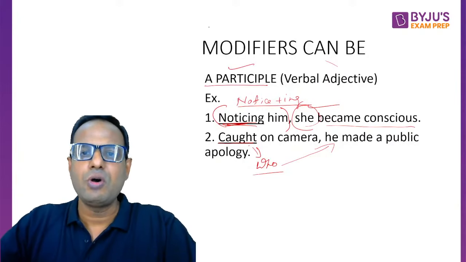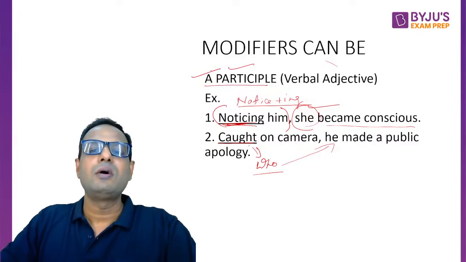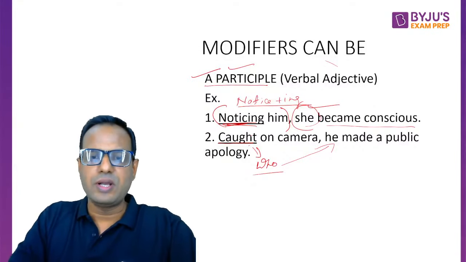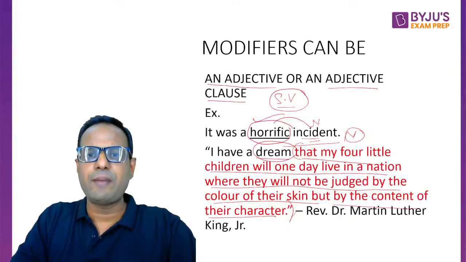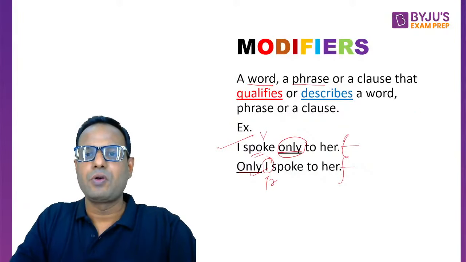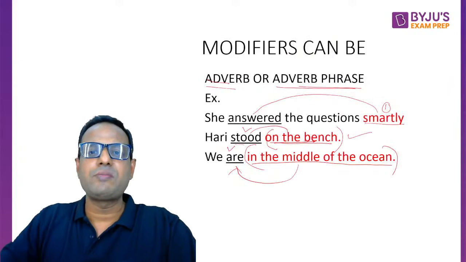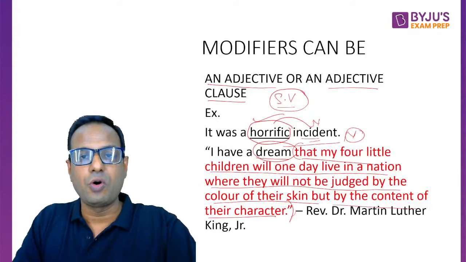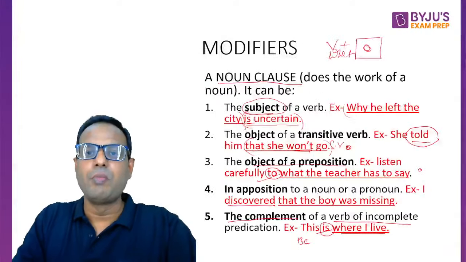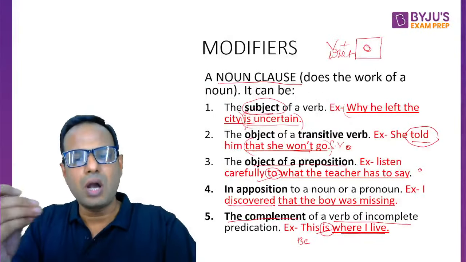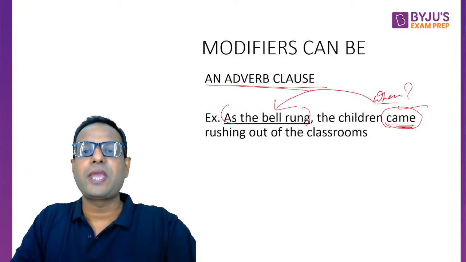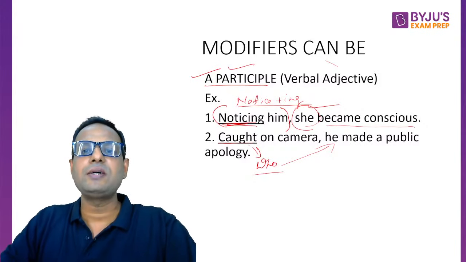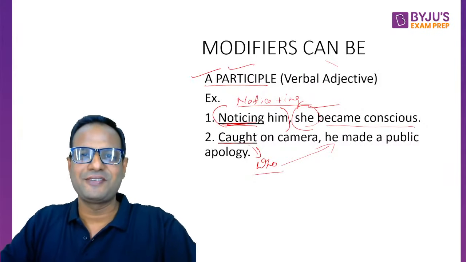All right. So participles can also be modifiers. All right. So just take a quick recap. What did we see? We saw that modifiers can be adverbs, modifiers can be adjectives or adjective clauses, modifiers can also be noun clauses, they can be adverb clauses as well. Also, modifiers can be participles. All right.